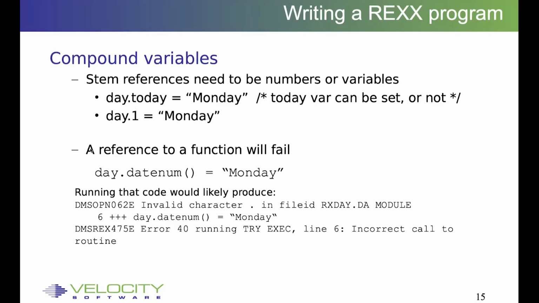References to a function in a stem variable will fail. This would be quite handy, but it doesn't work in REXX. So even though date num might resolve to a numeric value, I cannot use it in a stem variable.